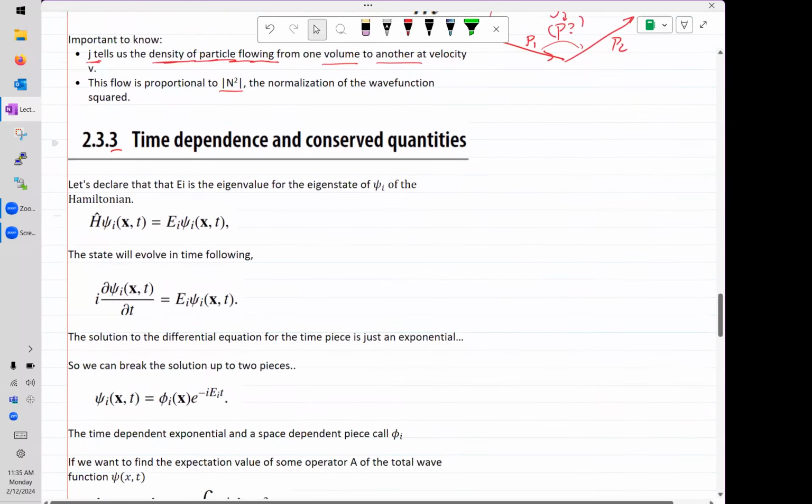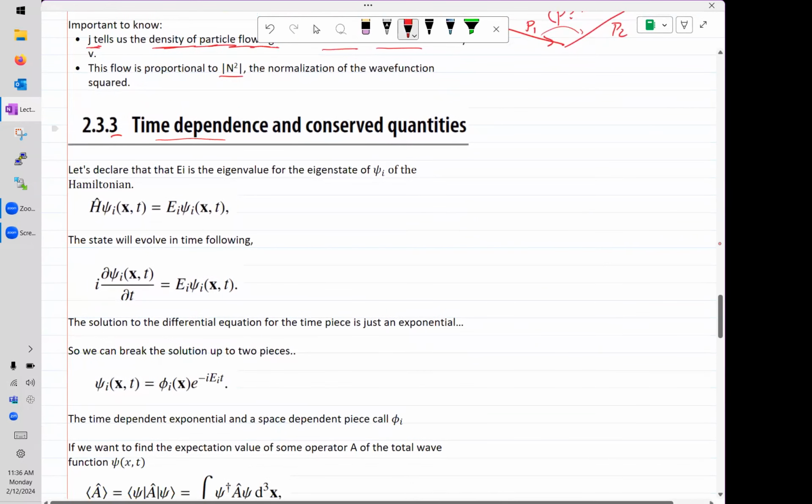So let's say we have some state where we initialize it, and it has some initial energy, E_I, so it will be in some eigenstate, psi I, I for initial, an eigenvector of, since it's energy we're measuring, the Hamiltonian. The Hamiltonian is basically the total energy of the system.